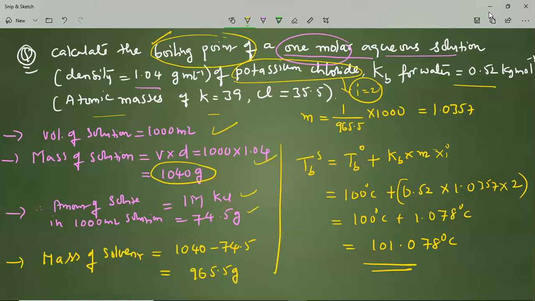In the first step we took the volume. In the second step we calculated the mass of solution. After that we calculated the mass of solvent, and the mass of solvent is substituted in the molality formula. Finally, the i factor is introduced only when potassium chloride is said to be dissociated into K plus and Cl minus, 2 ions. So the number of particles is increasing, and the colligative property is affected. So this is the problem discussed on elevation in boiling point.